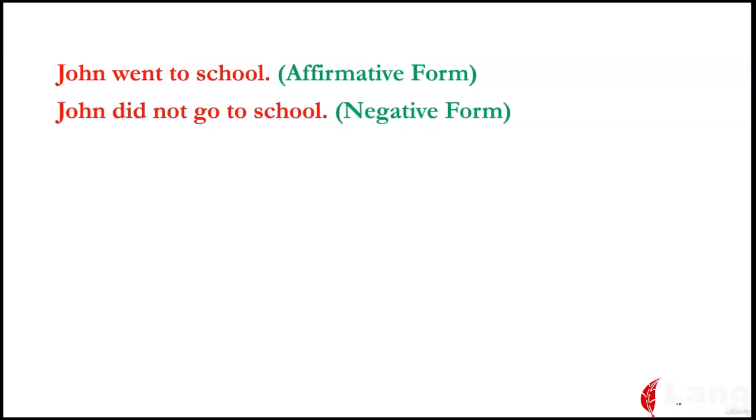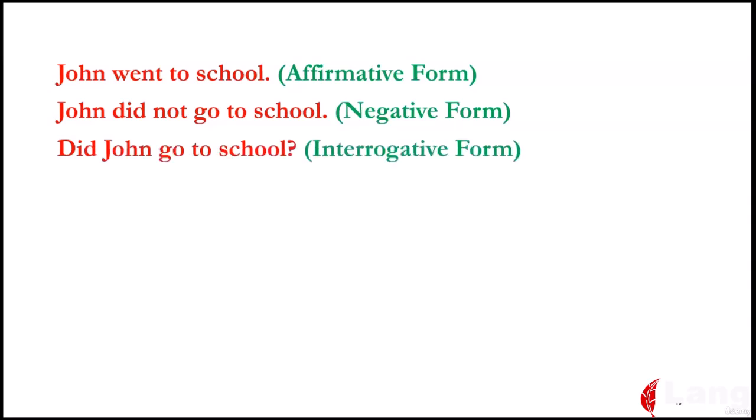Examples: John went to school. This is the affirmative form. The negative form is John did not go to school. The interrogative form is did John go to school?